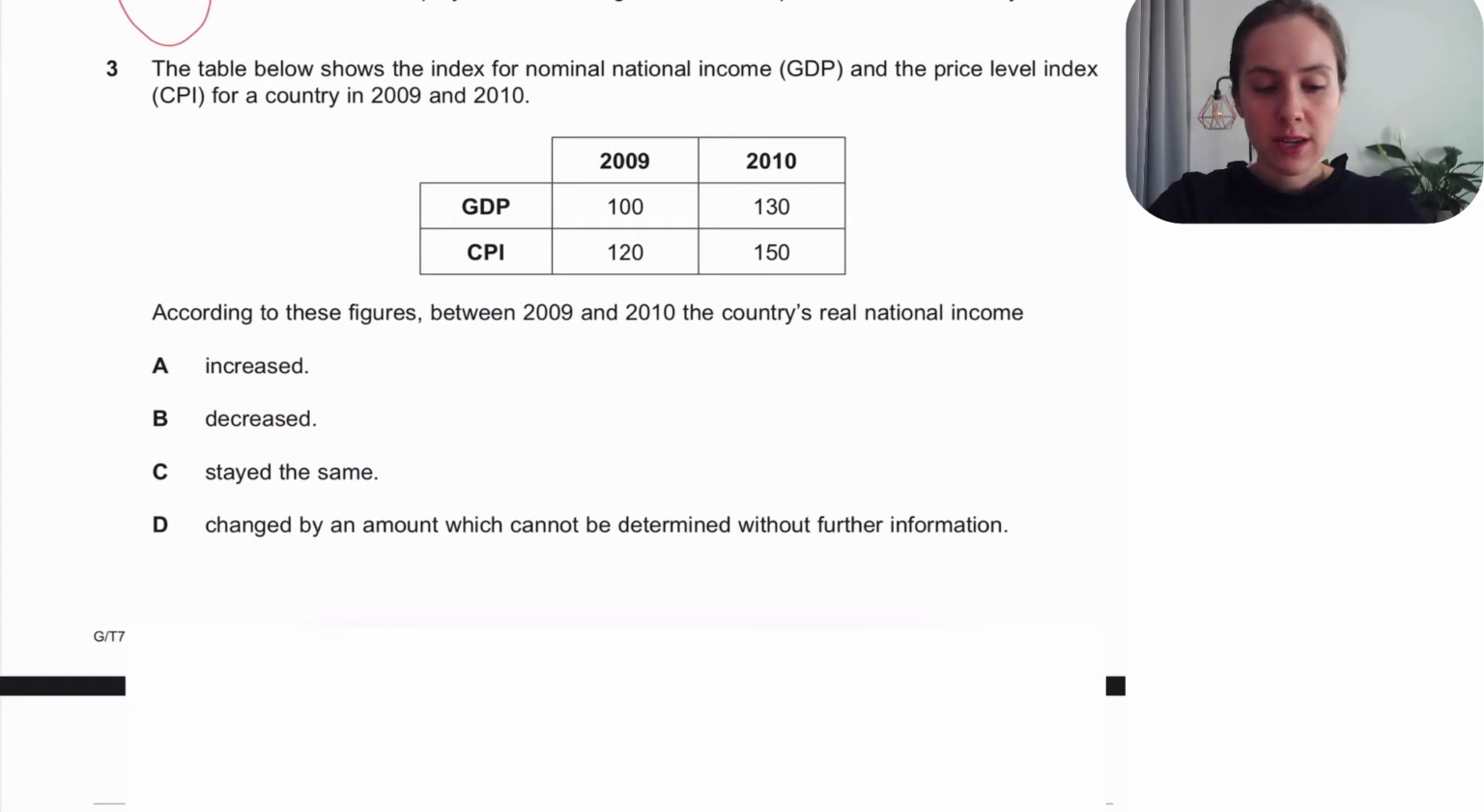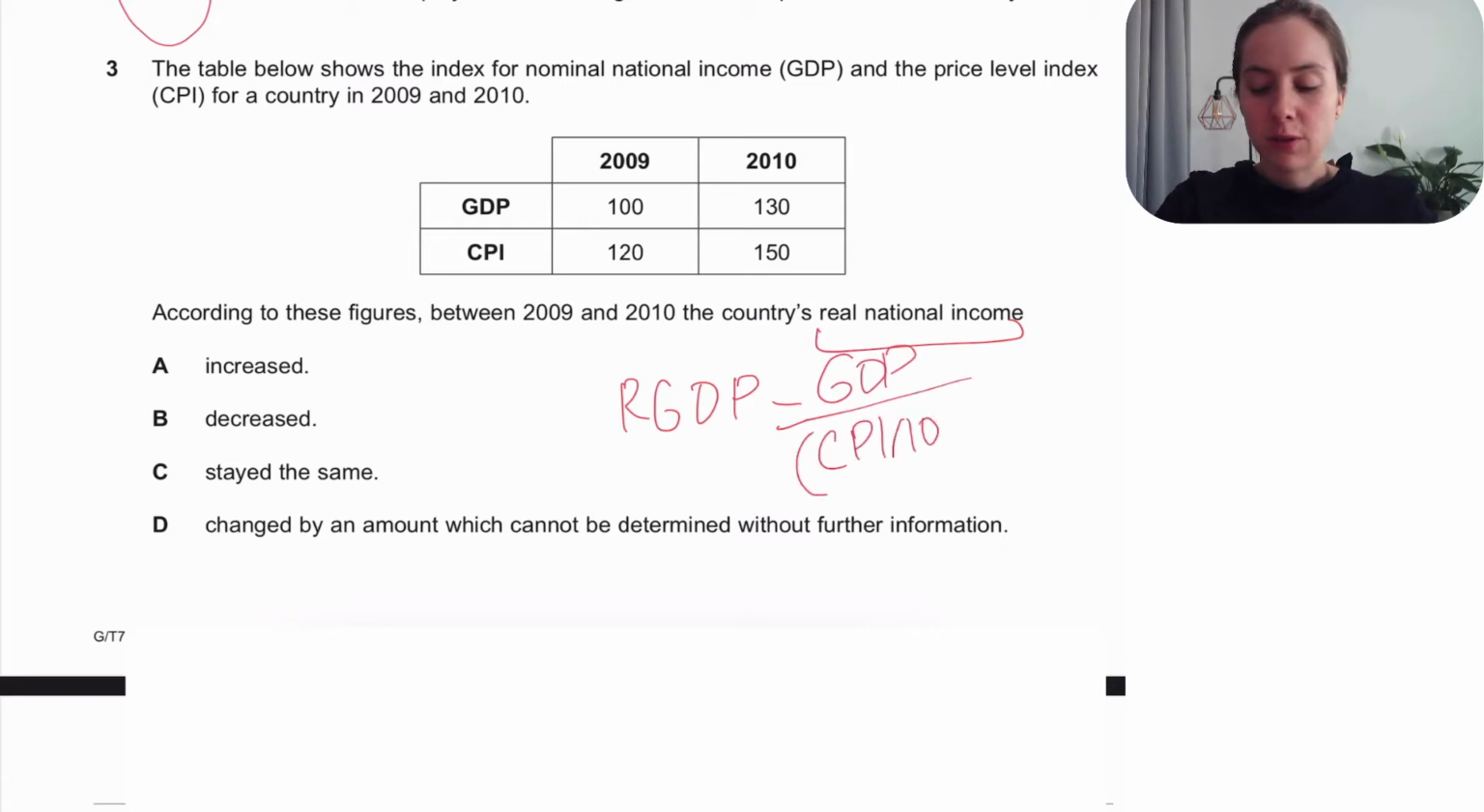The next question, we have the GDP for a country. We have that real national income. Aha, we're not given real national income. Look at this one. So we have to work out real GDP. And the way to do that is we take our GDP. The way I do it is I divide it by the CPI, which has been divided by 100.